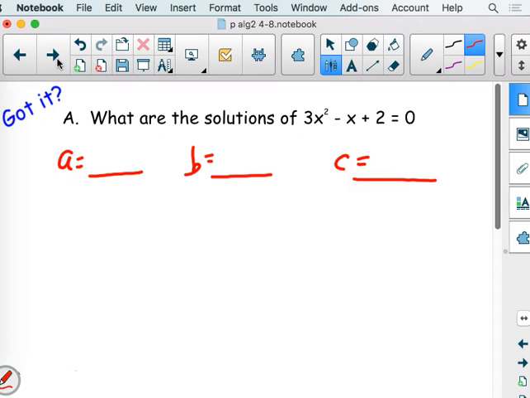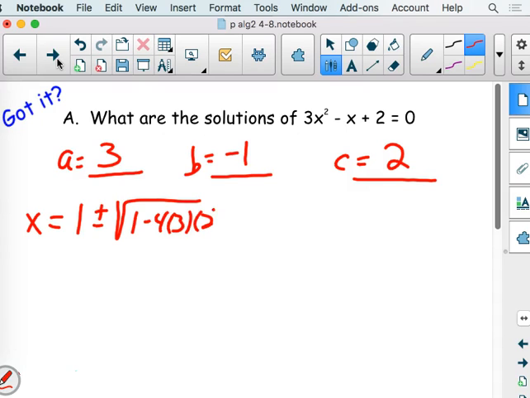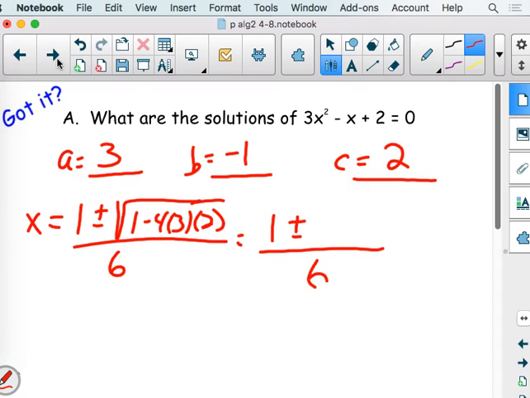We're good to go, right? We don't have to move anything over. So what's a? b? c? And x equals plus or minus the square root of 1 all over 6. Square root of negative what? Negative 23. Almost done. What can we do that still could be simplified?